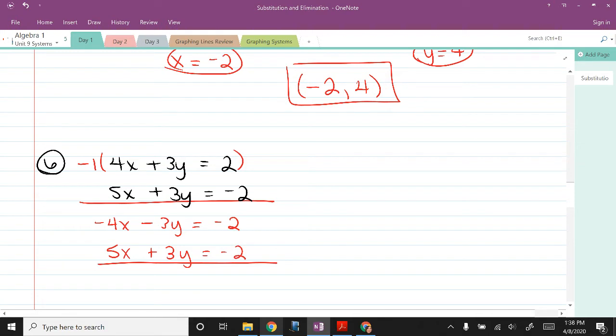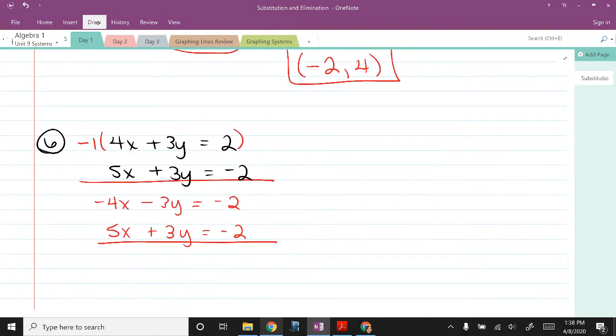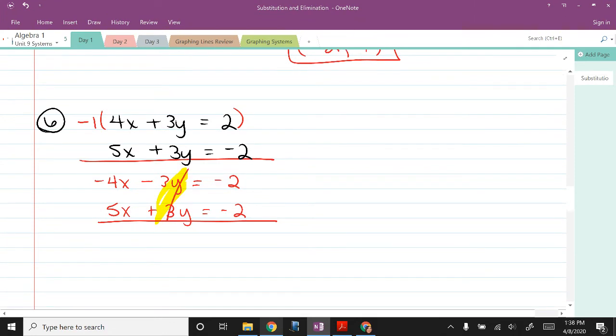Okay, so the second equation is staying exactly like it was. So now if I look at my y's right here, let me see if I can get my highlighter. Now I'm looking at my y's right there, and they are opposite signs. So now I can eliminate my y's and then combine my like terms. So negative 4x plus 5x is positive 1x equals negative 2 minus 2 is negative 4.